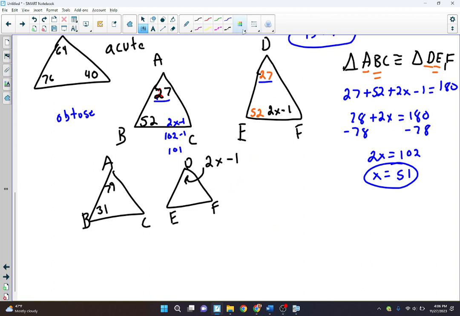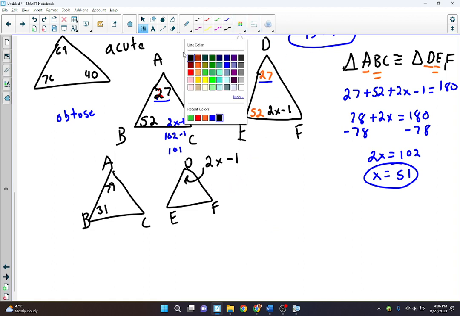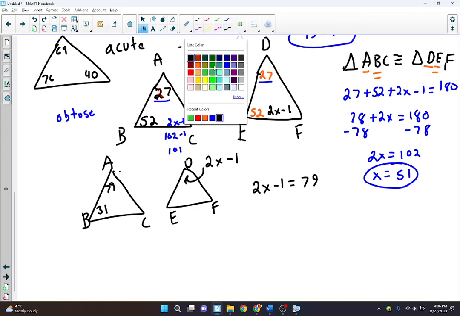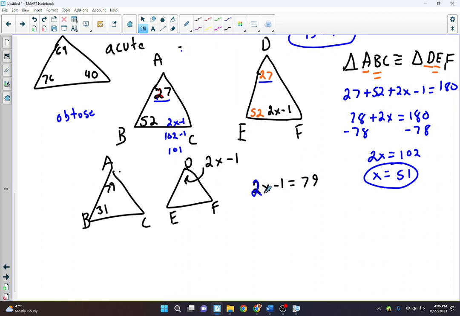It is 79. So this one's a little different because we know A, which is 79, but we don't know what E is. But D should match what A is, so I know this is 79. So there's no 180. This 31 is not actually useful here. So I'm going to do 2x minus 1 equals 79. Do it in blue because that's what you're doing on the test. 2x minus 1 equals 79, so 2x equals 80. X equals 40.